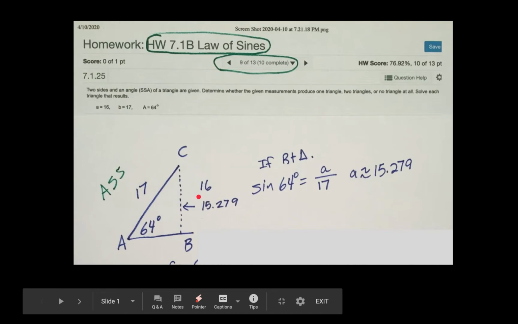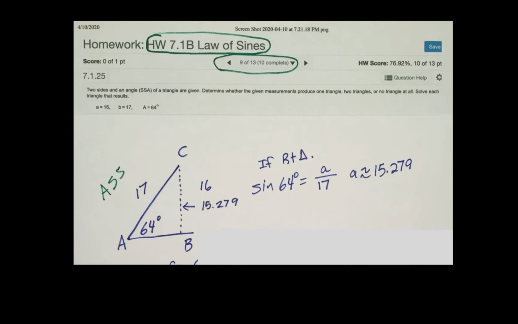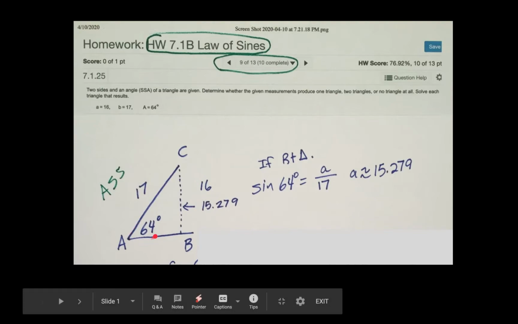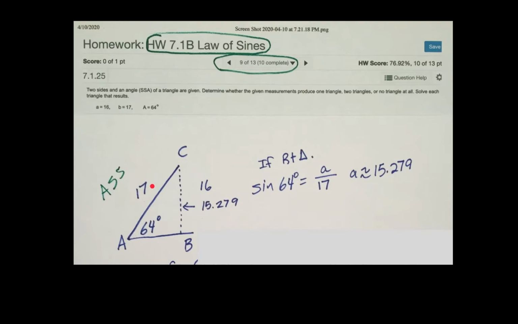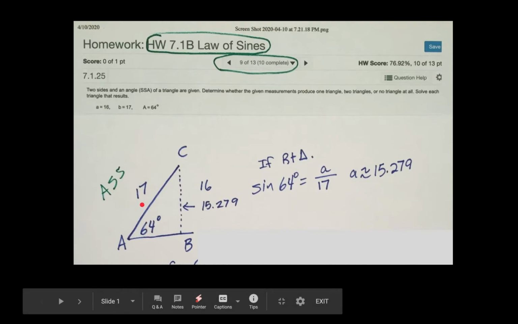This is assignment 7.1b, Law of Sines. This is problem number 9. Anytime I'm given 3 parts of a triangle and I'm asked to solve it, I always put the known angle on the bottom left. Then I put a known side going up on the top left. That way I have this angle and that side.